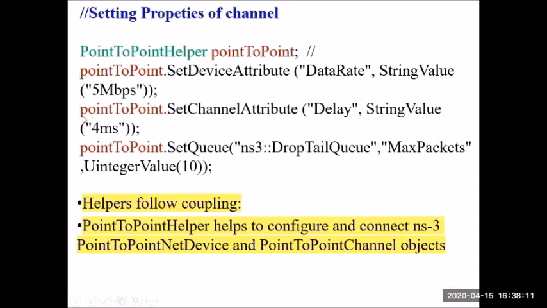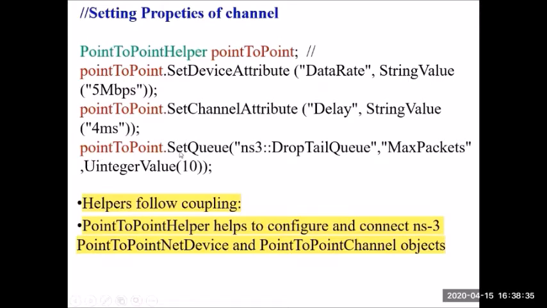Next, the same object again, point-to-point object. I should set the channel attribute. Here I set the device attribute. Next is channel attribute. The main attribute in the channel which I am interested in is the delay. I'll set this delay to 4 milliseconds. It's the propagation delay of the channel. That point-to-point channel propagation delay will be 4 milliseconds.